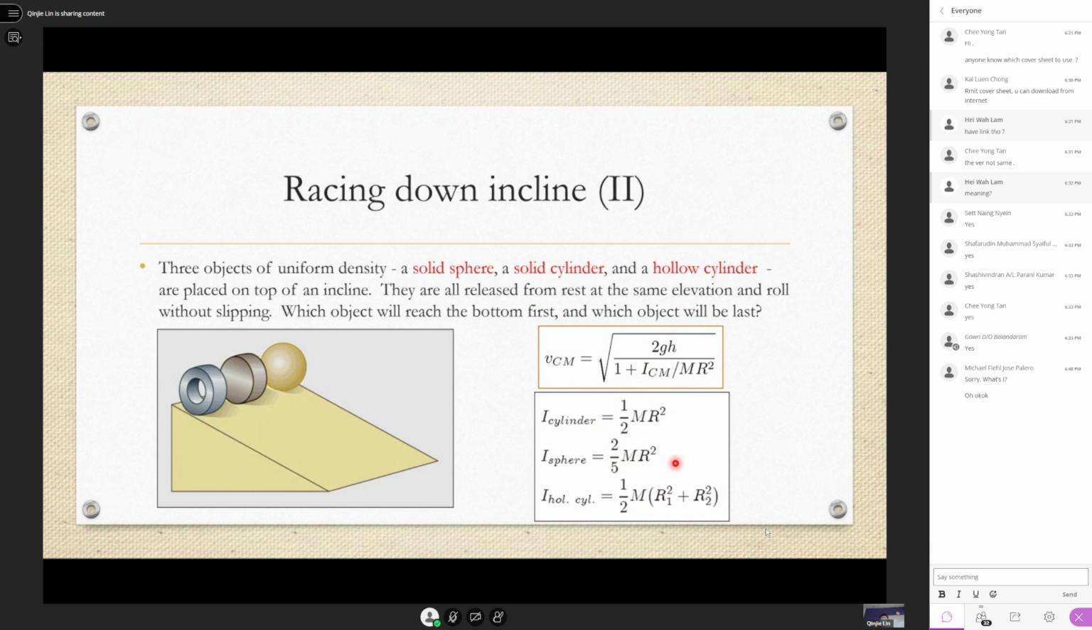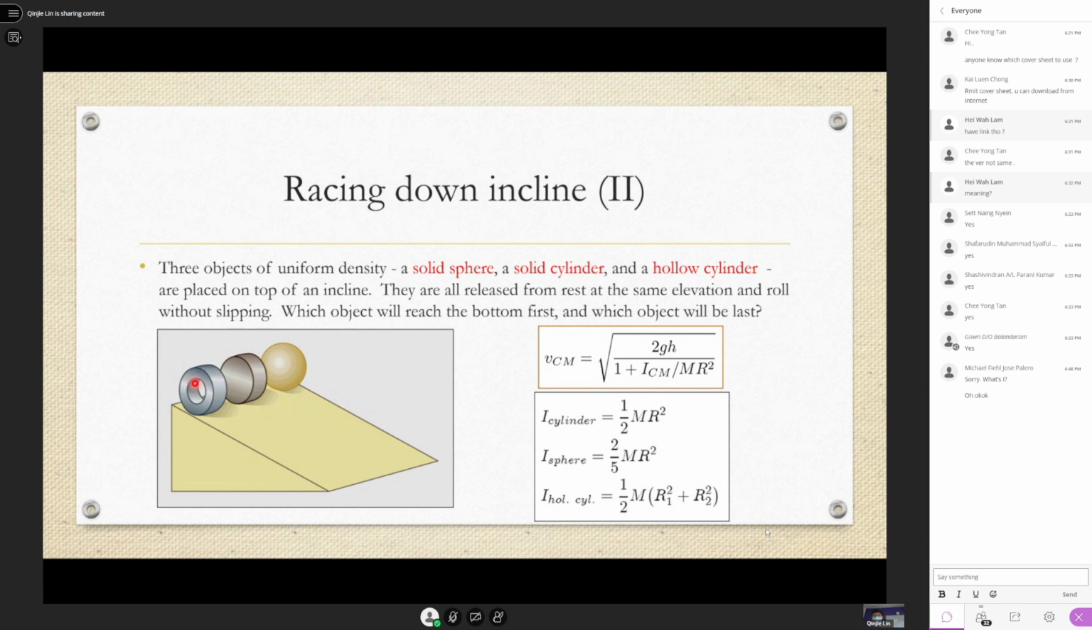Remember I said for hollow components, all the mass is pushed to the sides. So when the mass is pushed to the sides, you will get a lot of resistance. It's very hard to turn something that is further from the point of rotation, remember? So the hollow one will take more energy to get it to rotate. That's why it's going to reach the bottom last.